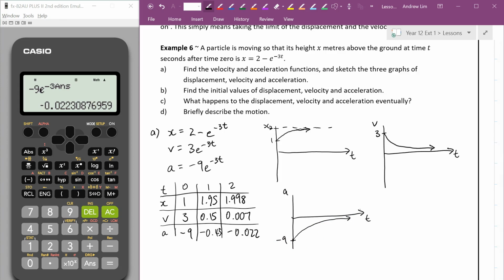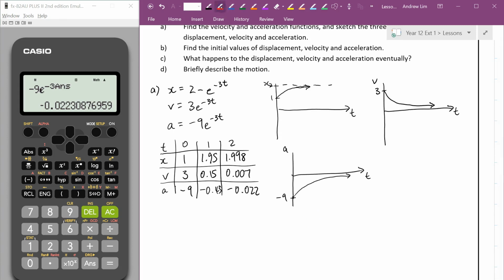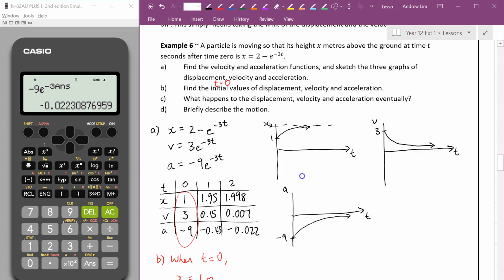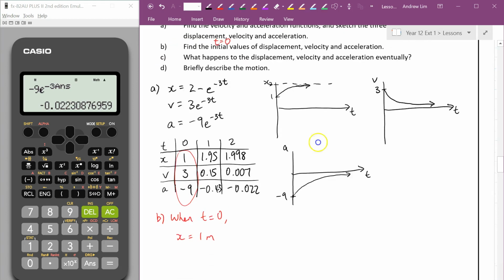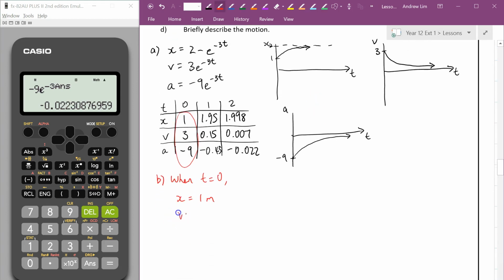All right. Question B. Find the initial values of displacement, velocity, and acceleration. So we actually have it here, because initial just means when t is equal to 0. When t is equal to 0, we've got them all here. Displacement is 1 meter, because here we've got x meters, t seconds. Velocity is 3 meters per second. Acceleration is -9 meters per second squared.